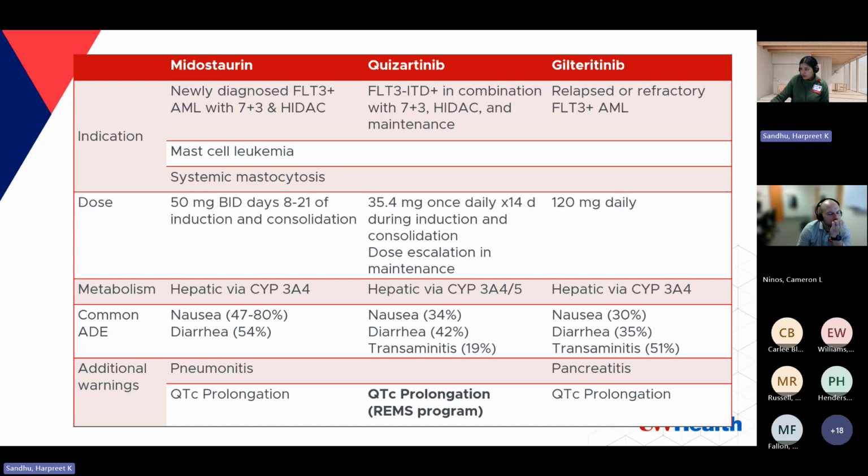So starting with midostaurin, this one is approved for newly diagnosed FLT3 positive AML, both in the induction and consolidation setting. This one is also approved at higher doses in mast cell leukemia and systemic mastocytosis. This is dosed at 50 milligrams. In leukemia, this is dosed at 50 milligrams twice a day on days 8 through 21 of the induction and consolidation phases. It's hepatically metabolized and does carry a higher risk for nausea and diarrhea. Other significant adverse effects to be monitoring for would be pneumonitis and QTc prolongation.